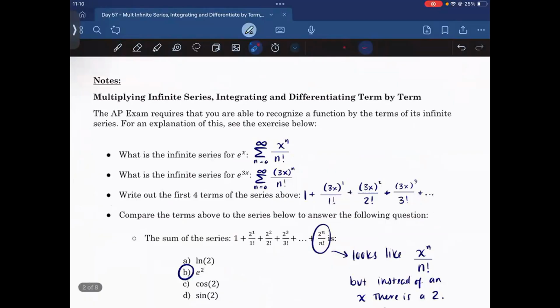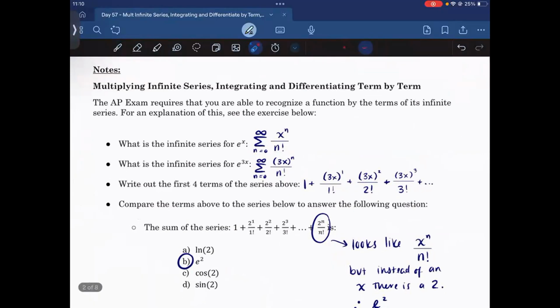So our notes today, not too crazy, a little bit more algebra based. The AP exam requires that you're able to recognize a function by the terms of its infinite series. So for the examples below, write an infinite series for e to the x. We should know that that one's memorized. Just like we did for the warm-up, e to the 3x. We're going to replace that x with a 3x.